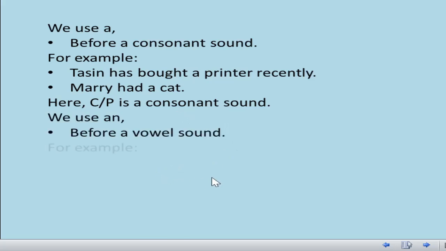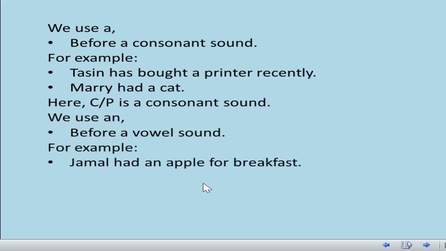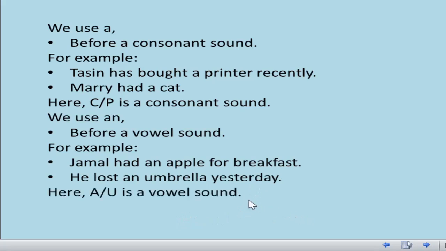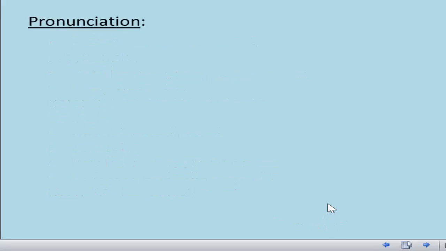We use an before a vowel sound. For example, Jamal had an apple for breakfast. He lost an umbrella yesterday. Here, apple, A is a vowel sound. U is pronounced like a, a vowel sound. So A or U is a vowel sound. So A or U will be followed by N.